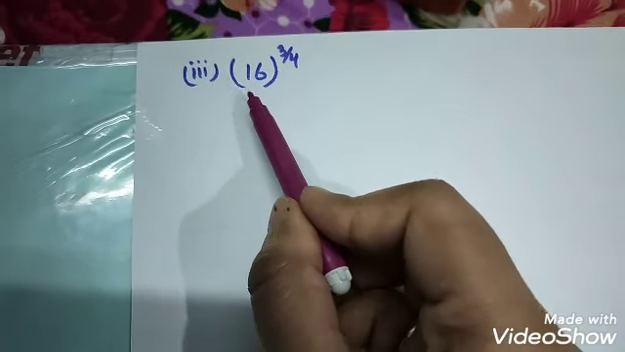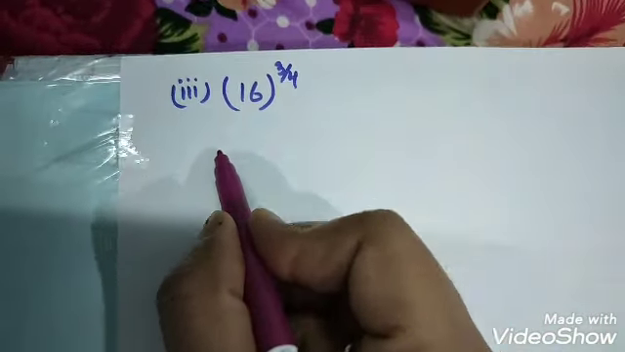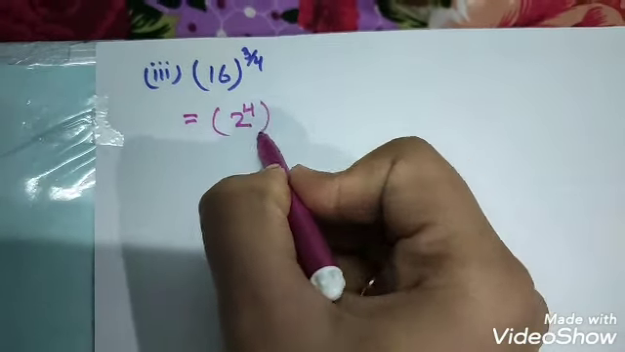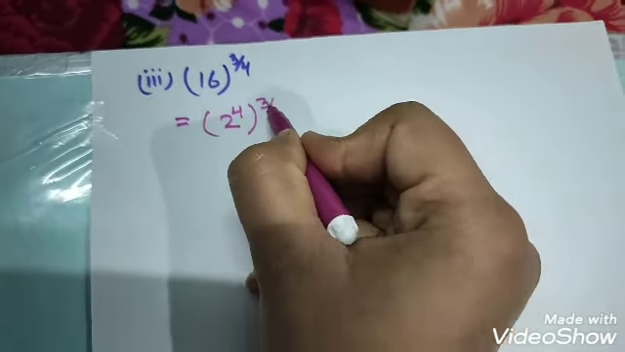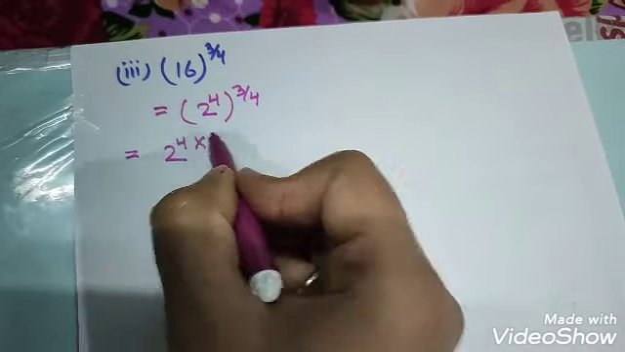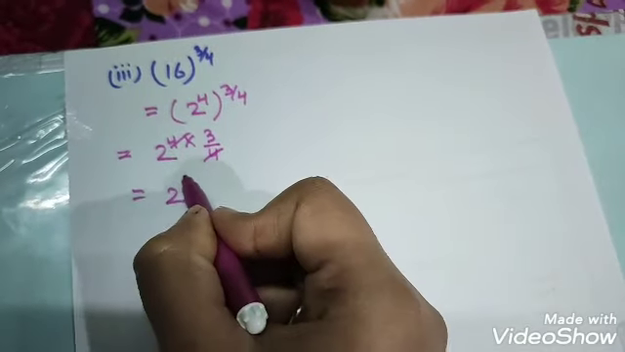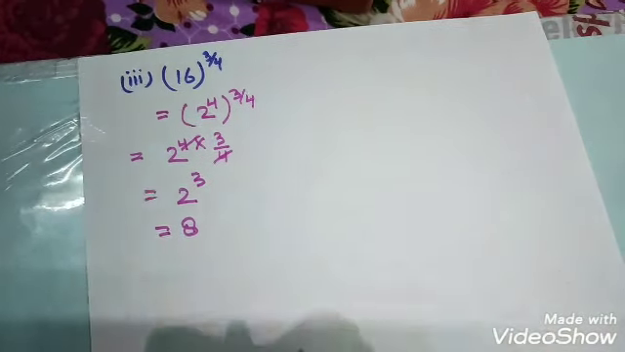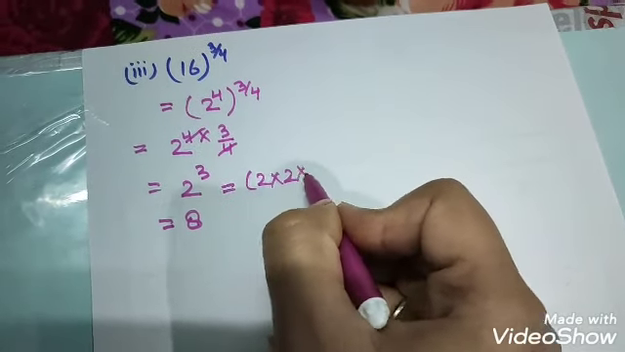So the third part is 16 to the power 3 by 4. That means 16 can be written as 2 to the power 4. You all know when 2 is multiplied 4 times, it comes 16, to the whole power 3 by 4. Now again we are using the same law which we have used in our previous questions. So 4 cancels out. It will become 2 to the power 3, which is 8. So the answer is 8. 2 to the power 3 means 2 is multiplied 3 times.